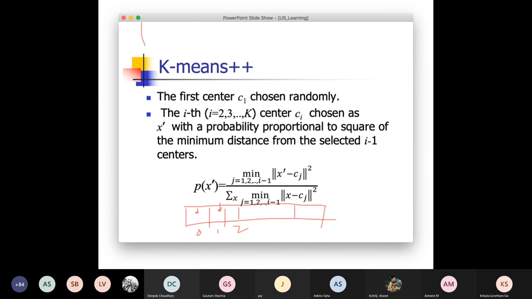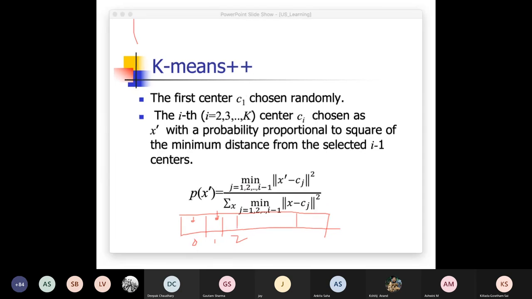It is computationally intensive, as you can see, because every time you have to do it for almost all the data points, n minus i data points for the ith center. And then you select that center with this probability. As I mentioned, let me stop here today, and on Wednesday we'll discuss again. Thanks.